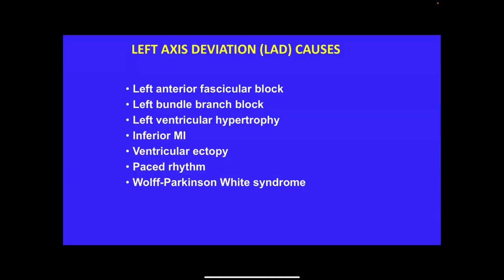So there are many causes of left axis deviation. I'm not going to go too much into it, but if you think about it, common sense, if they have left ventricular hypertrophy, it means that there's a lot of electricity going on in the left ventricle because now the muscle is huge. So the direction of the conduction is going to go towards the left. You'll have a left deviation.